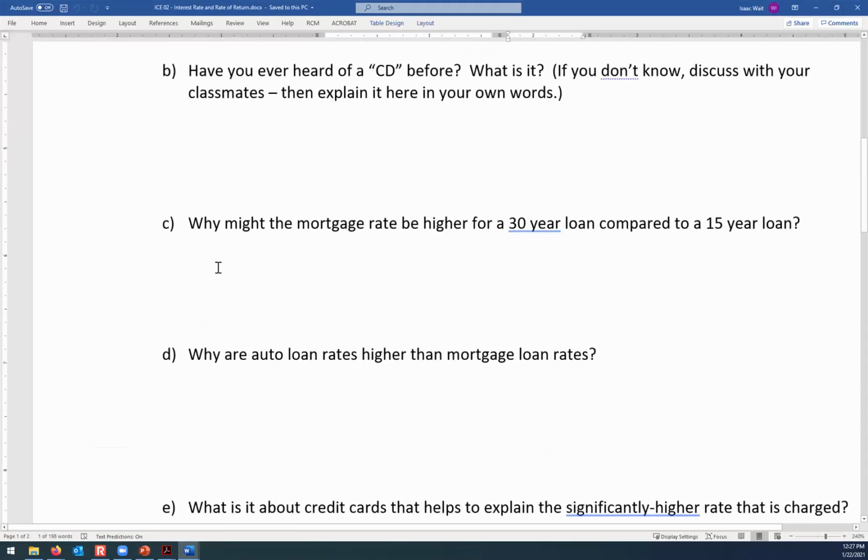Now let's see. Why are auto loans higher than mortgage loans? Any thoughts about that? There's a much higher risk of the car not being there sooner rather than later. What do you mean? Can you go into more detail? So like if you get in a car wreck, that's probably more likely to happen than your house catching on fire, for example. I see. Okay. So the collateral is at risk because you're right.